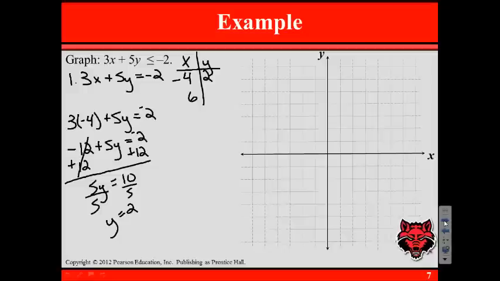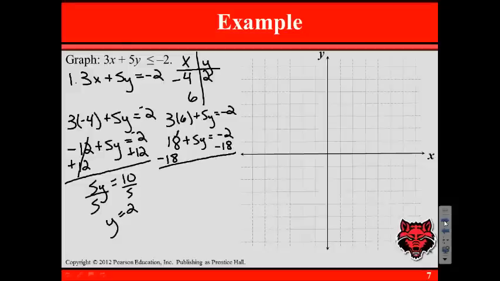Let's try again with the x-coordinate of 6. So we have 3 times 6 plus 5y equals -2. It gives us 18 plus 5y equals -2. And we subtract 18 from each side. We're left with 5y equals -20. We divide both sides by 5. We're left with y equals -4.